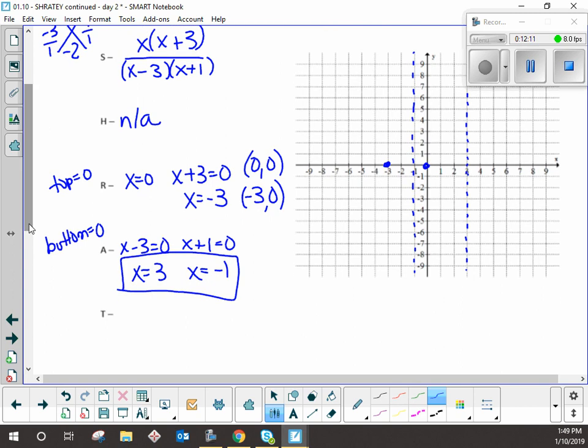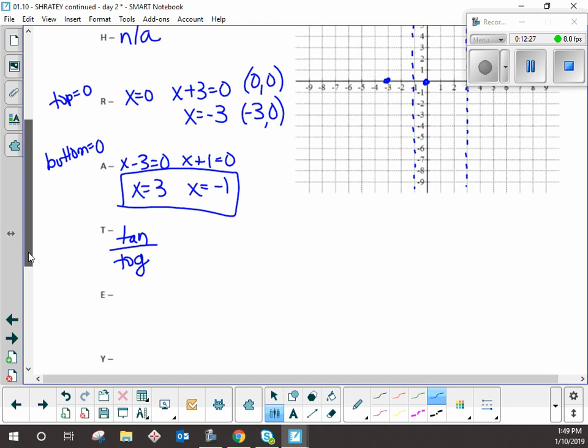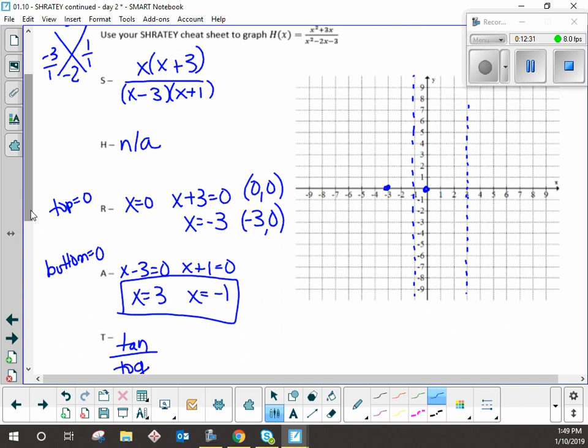Okay. So that breaks my graph up into 3 separate sections that I'm going to have to deal with later. T is for tangent or together. So I have to look at every single factor individually. It just so happens that all the factors in this problem are the same in that none of them are squared. If one of them happened to have been squared, that means there's different behavior here than there is here. It would bounce here and cross there, and that would be okay.